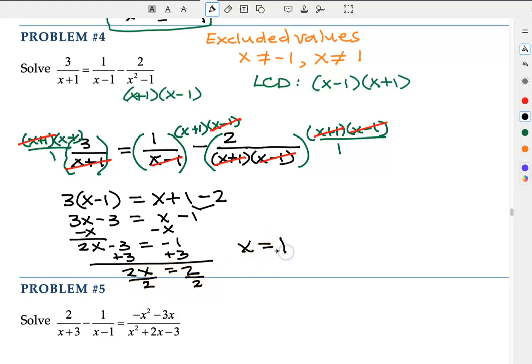So x equals 1. However, x can't be 1. We decided that up here, because if I put a 1 in place of x right here, 1 minus 1 is going to give me a 0, and it's going to make me divide by 0, which I cannot do. So do not put x equals 1 as your answer. We are going to have to put either DNE or no solution. There is not a solution on this. It doesn't exist.